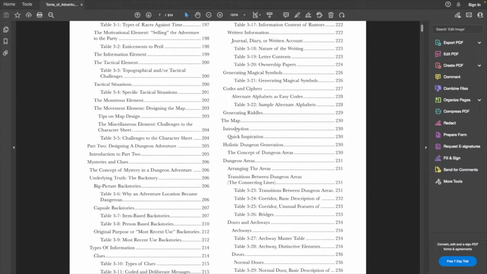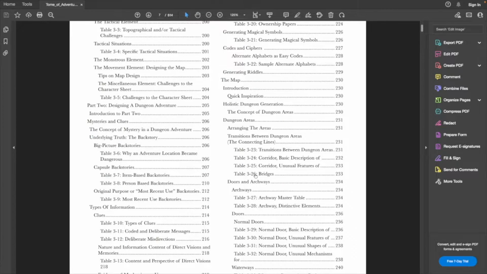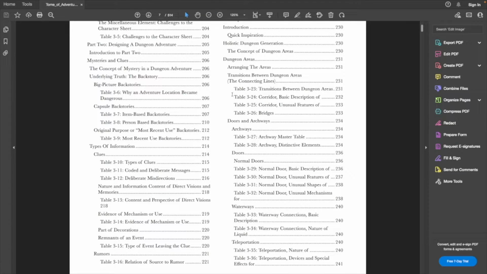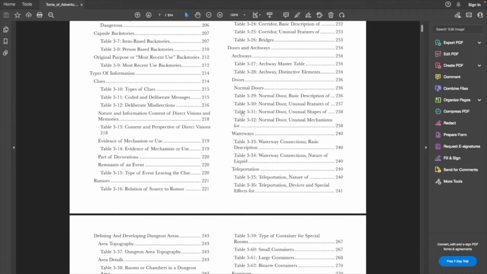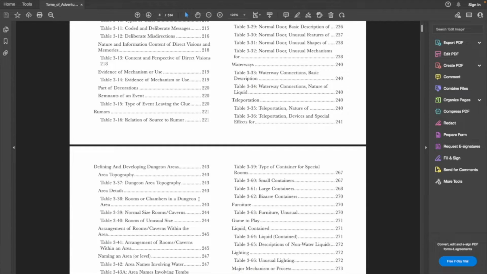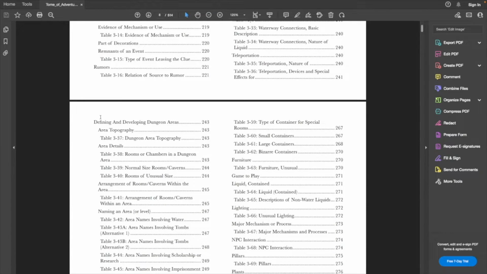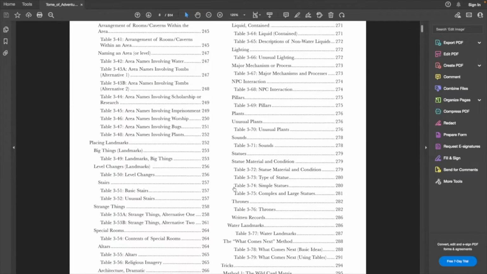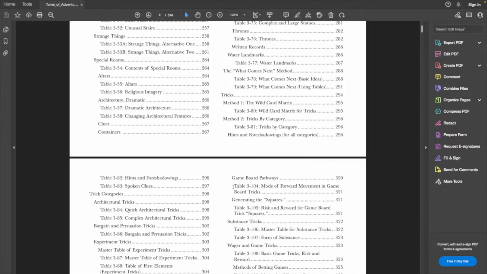And then they get into the map. Right, the map introduction, holistic dungeon generation, dungeon areas. They talk about all the different dungeons in here. You can see in here as we go through this, all these different tables, right? So different ways of connecting areas, doors, waterways, teleportation, and finding and developing dungeon areas. So all through here, it just goes on.